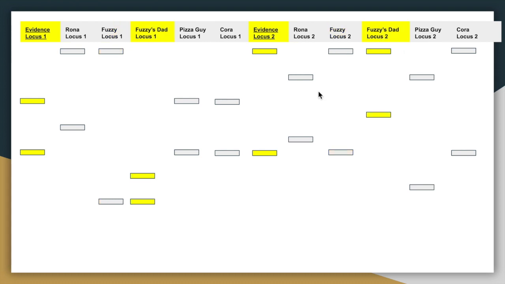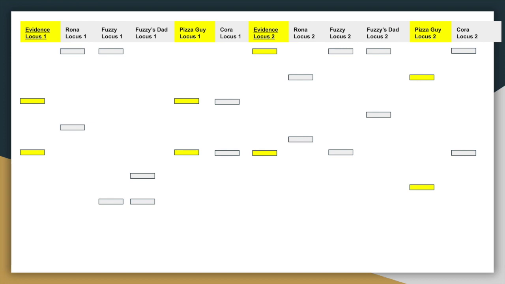Fuzzy's dad does not match with any of the DNA samples. However, he does share one band with Fuzzy in both loci and gels, confirming that he is indeed Fuzzy's father. Although knowing that he is related to Fuzzy is not conducive to finding Rona's killer, we do, however, narrow down the number of suspects by eliminating Fuzzy's dad as a possible killer.